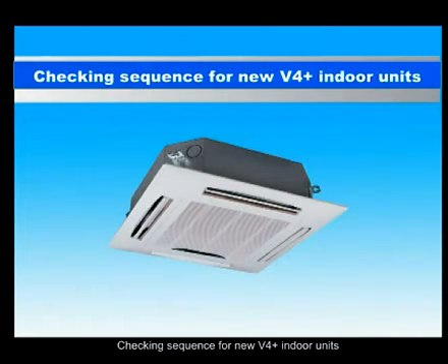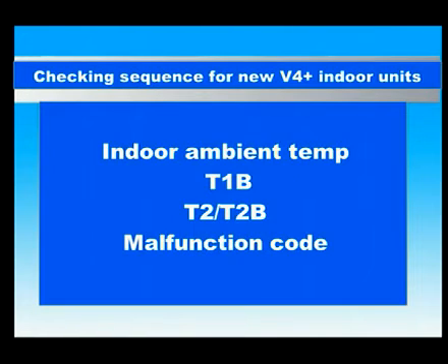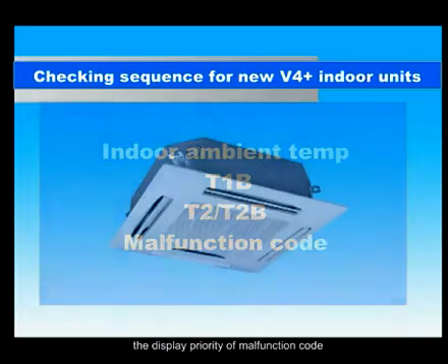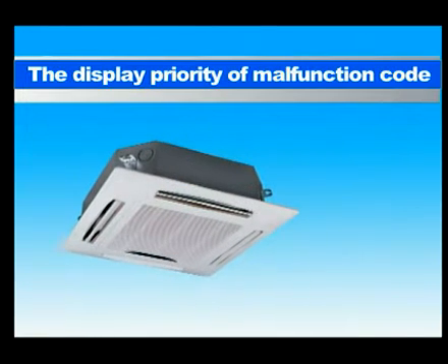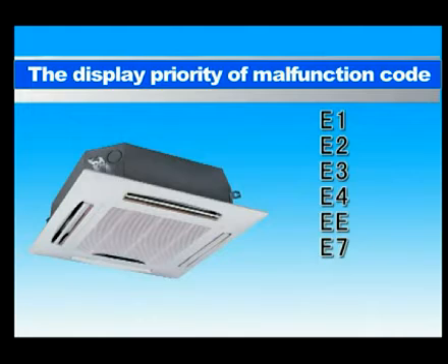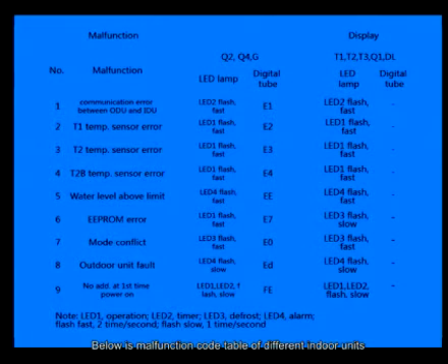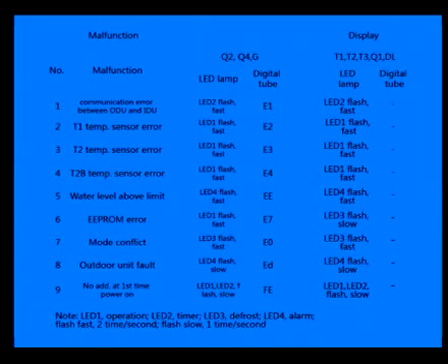Checking sequence for new V4 Plus indoor units. System address, capacity, network address, setting temperature, indoor ambient temperature, T1B-T2/T2B-malfunction code. The display priority of malfunction code: E1, E2, E3, E4, EE, E7, E0, ED. The malfunction code doesn't display when there is no malfunction. Below is the malfunction code table of different indoor units.